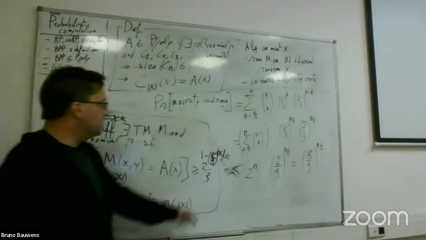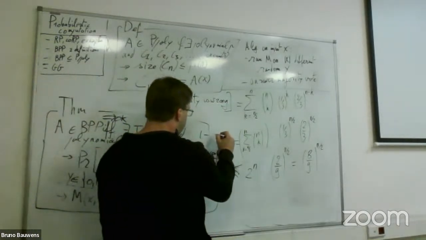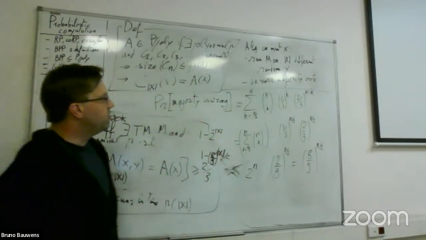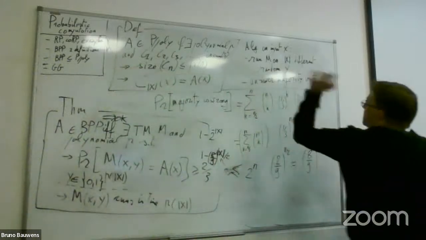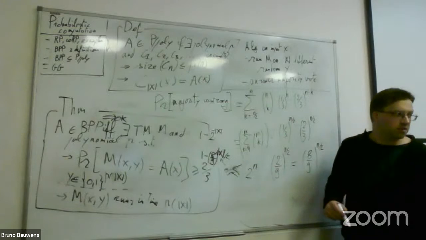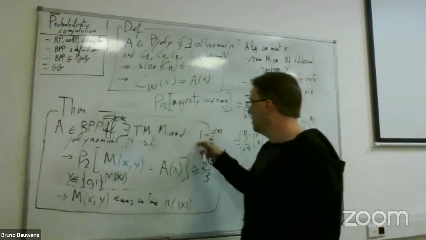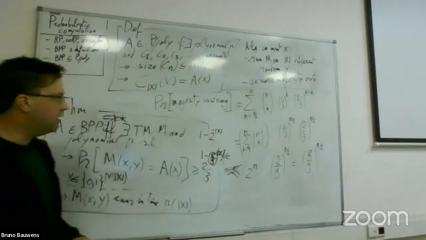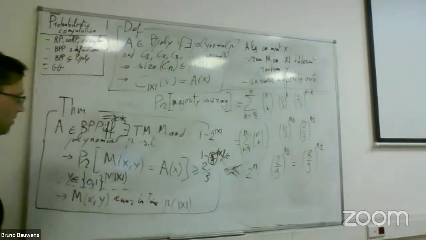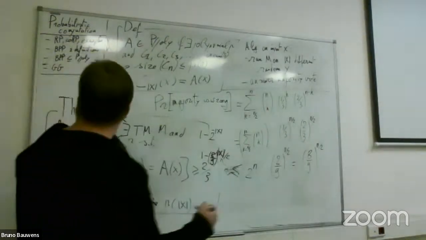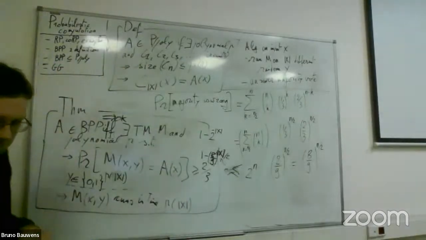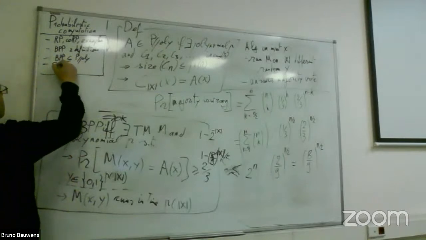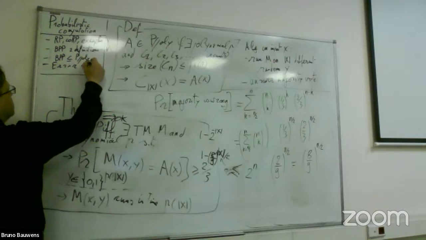Okay, but if this is not enough and you want 1 minus 2 to the power minus length of x, then you just don't repeat it x times, but whatever, 10x times or 100x times. And then you will get this bound. Okay, so we can amplify to any exponent we want. And so this is the result. Error amplification. Error reduction.